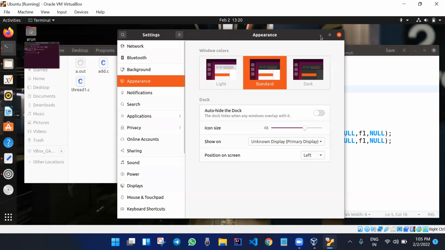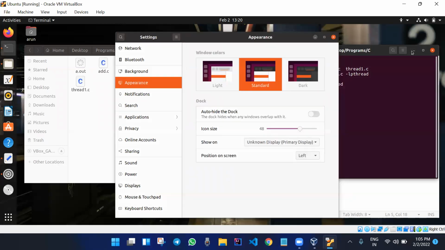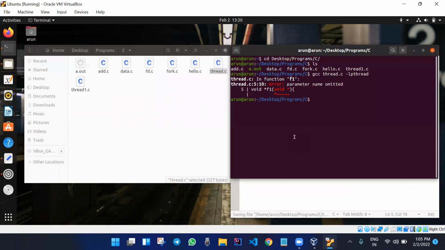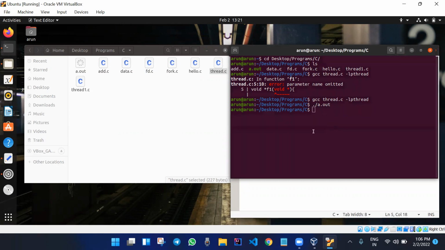Sir, just a second. Then, okay, that's why it is showing. Sir, I'm not getting any output. You go there because your parent is dead now. Your parent quickly dies.